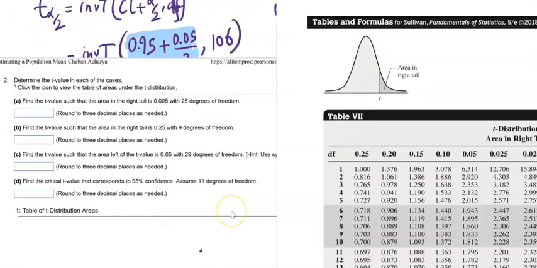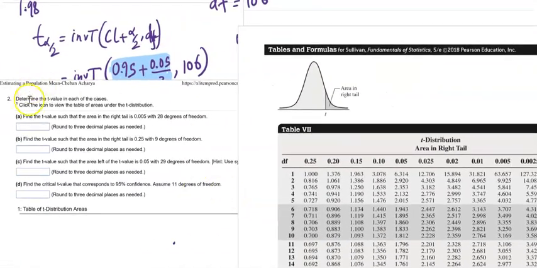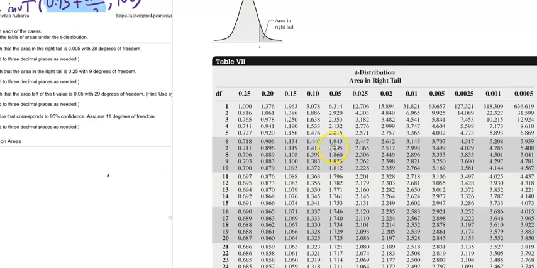Okay, next, question number 2. Determine the t value in each of the cases. So here, this is the table we're going to use to find the t value. You can still use a calculator, but I'm going to use a table because it's quicker. To find the t value, you need the right area, or area on the right tail, and the degrees of freedom. That's all you need. Notice that in the table, this row is the right area, or area on the right tail, and this column is the degrees of freedom. As long as you have the right area and the degrees of freedom, you can find the t value.